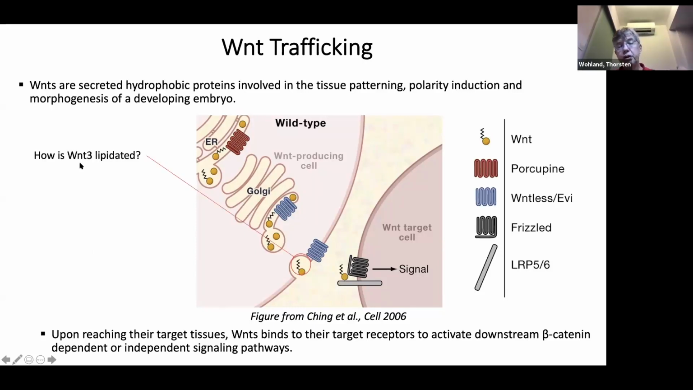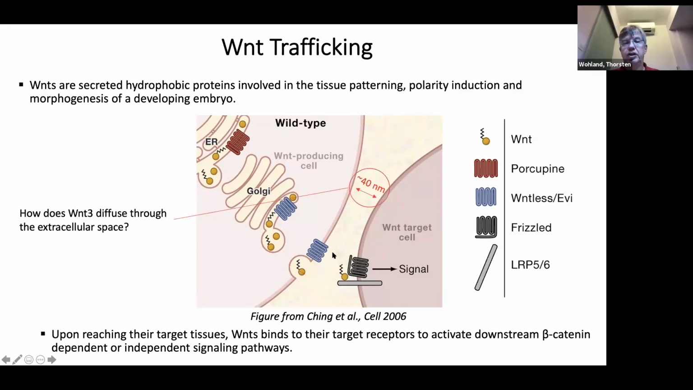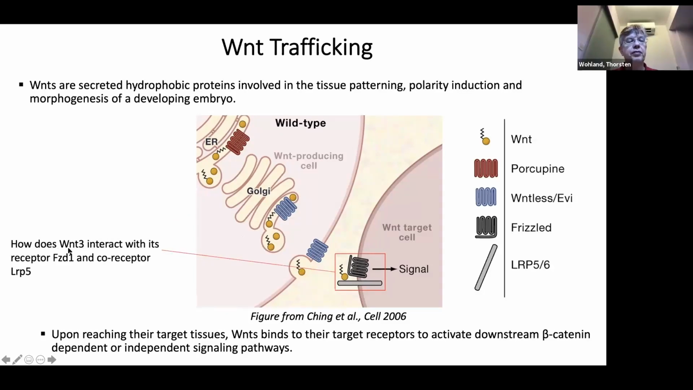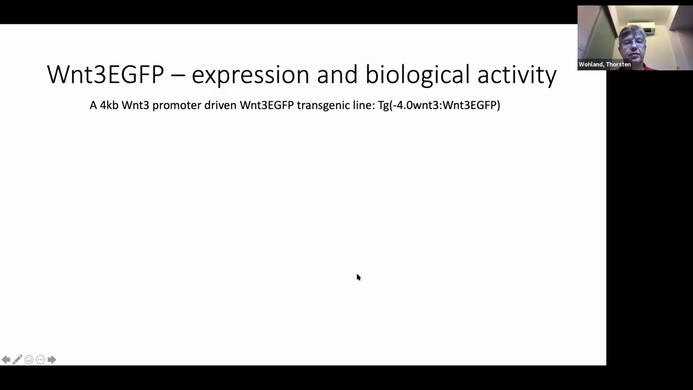So what we try to answer is, how is Wnt3 lipidated? Are there 1, 2, 3, 4, 5 tails, whatever? How is Wnt3 transported? If Wnt3 is hydrophobic, can it actually diffuse in these very narrow spaces? As you'll see in a moment, these spaces in the zebrafish are very narrow, 40 nanometers or so, so they are too small for us to directly image. And finally, how does Wnt3 interact with its receptor and start signaling?